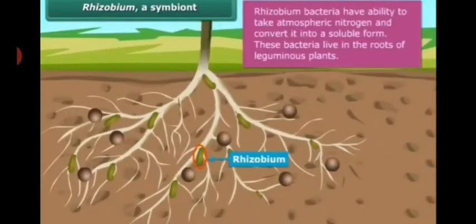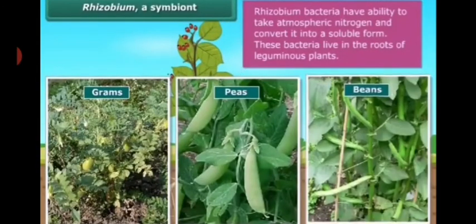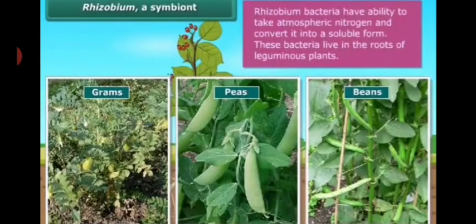Here is a picture of rhizobium bacteria. So this became an example of symbiotic nutrition or symbiont. Grams, beans, these are all dal, meaning they give more proteins.